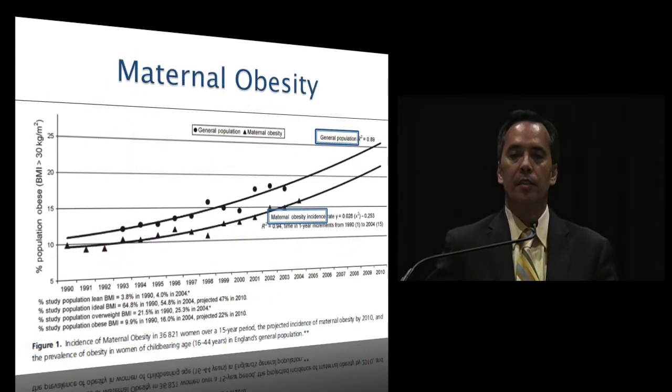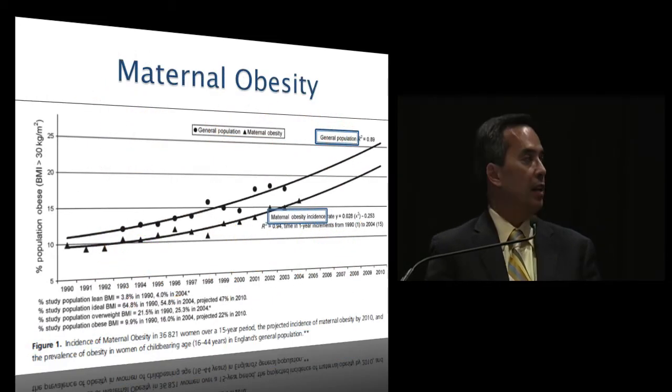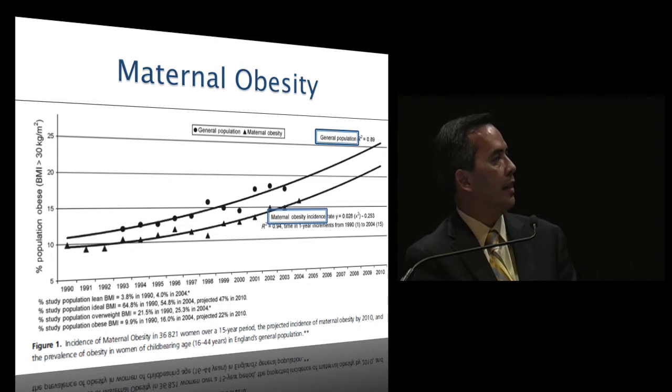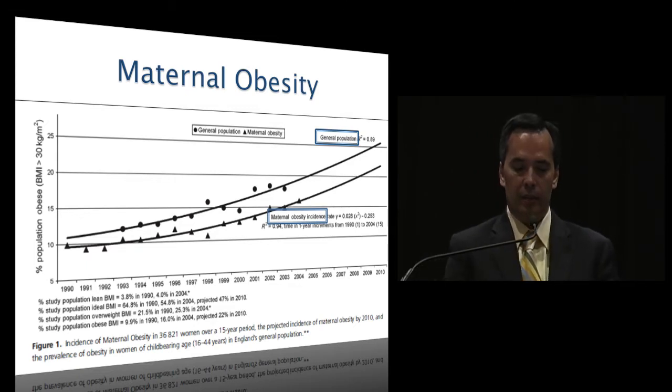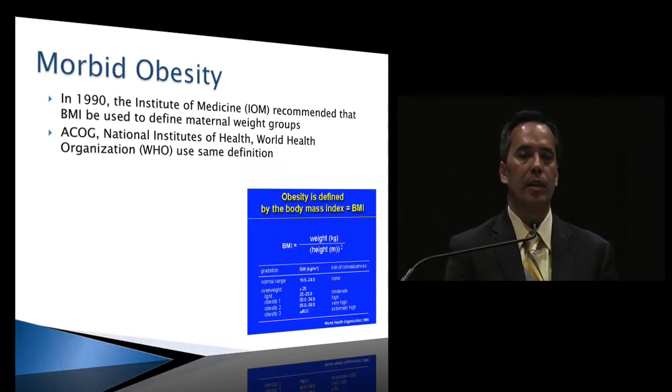Now, this slide just shows that if you look here, I think this is 1990, the incidence of obesity is around 12%. As it increases, we're up to close to 25, 30% up here. And this is the percent in the maternal population, and it correlates with the general population. So it's definitely a correlation.